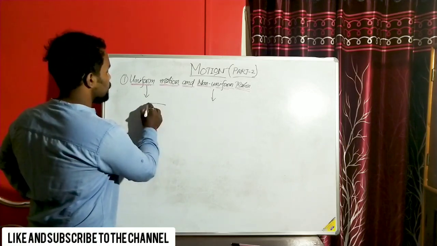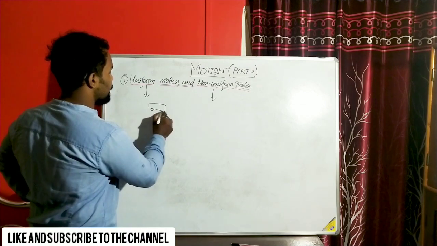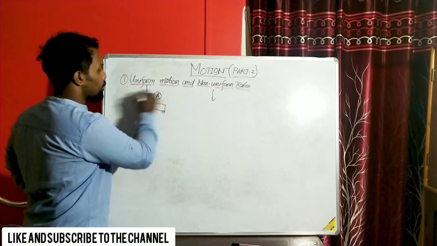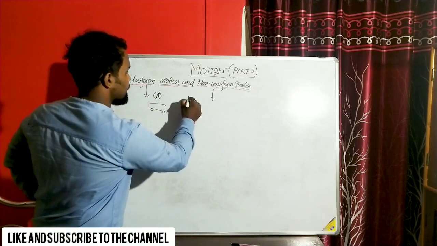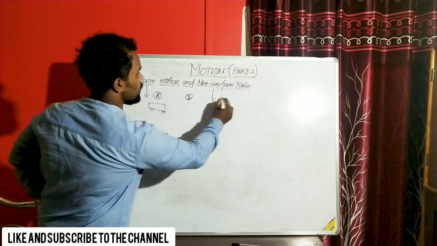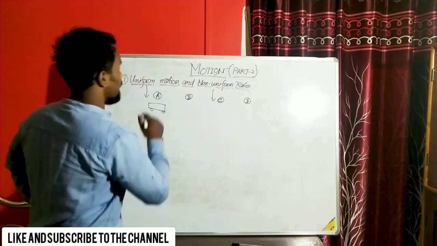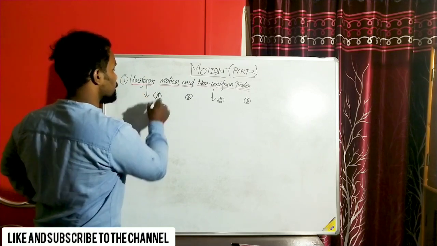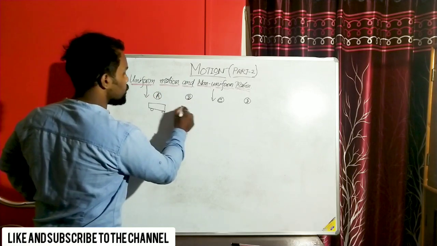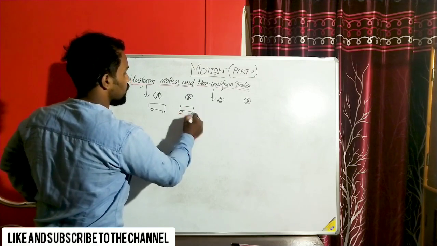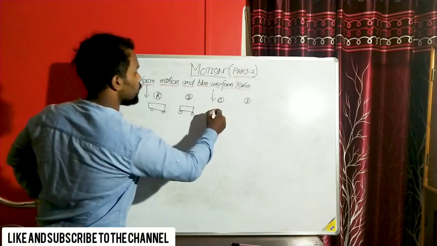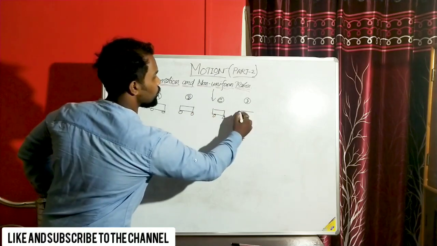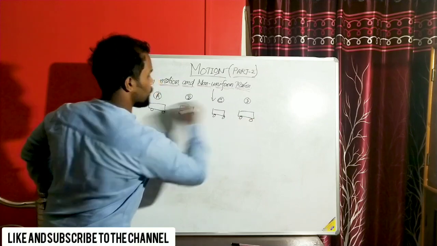First, I will consider one car. Sorry, this is one position, A position. This is the B position, this is the C position, and this is the D position. I will consider that this car changes its position from A to B. Again, from B it will move to position C. Again, from C it will move to position D.